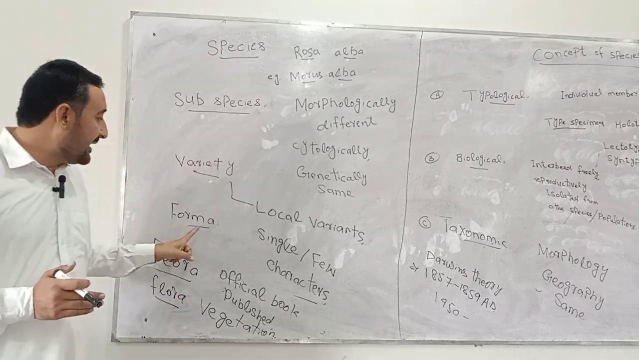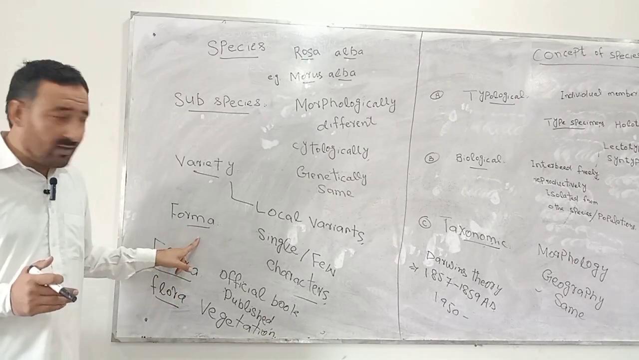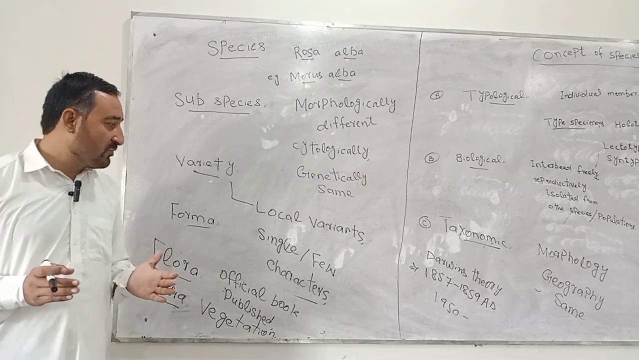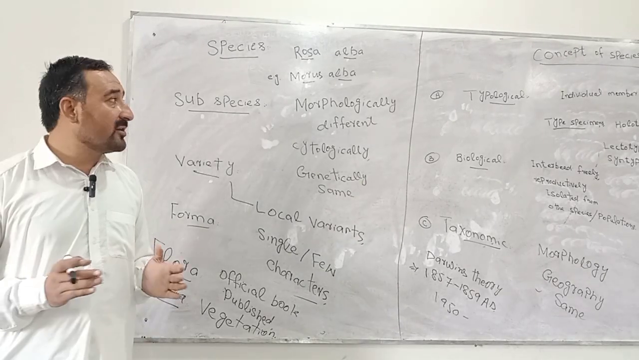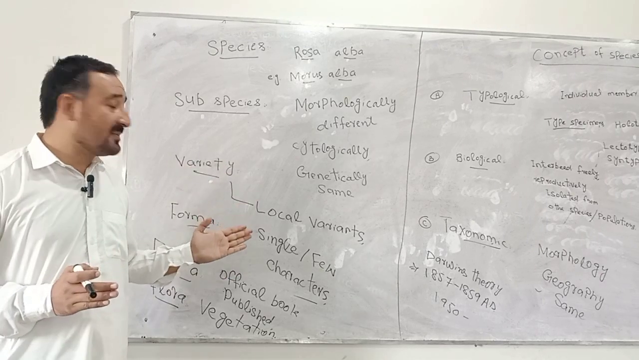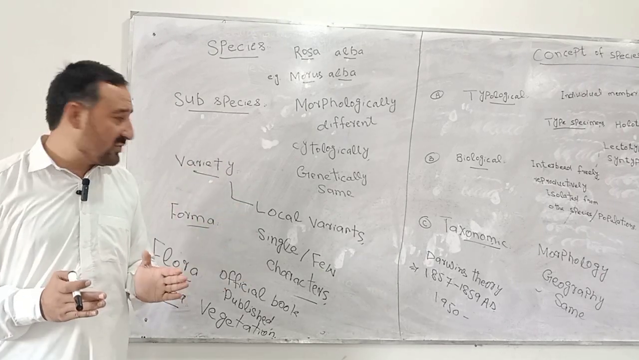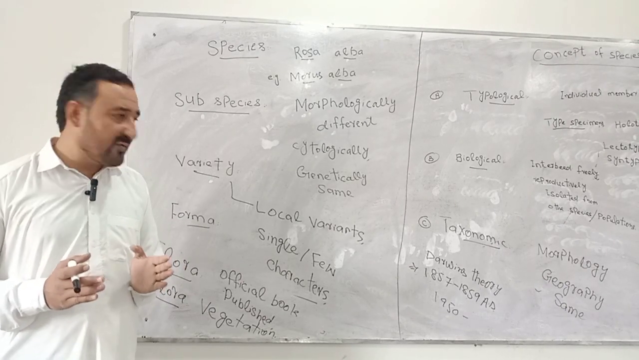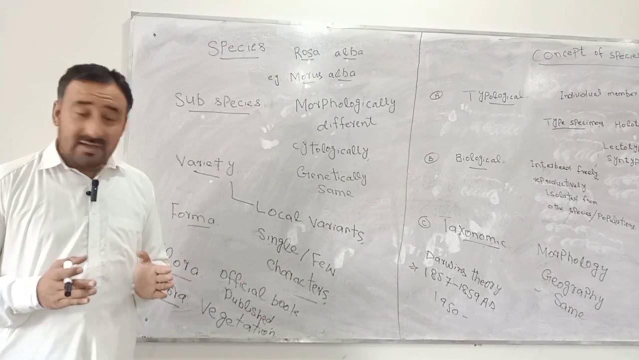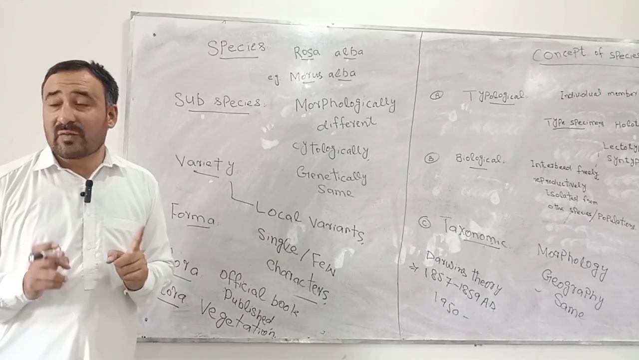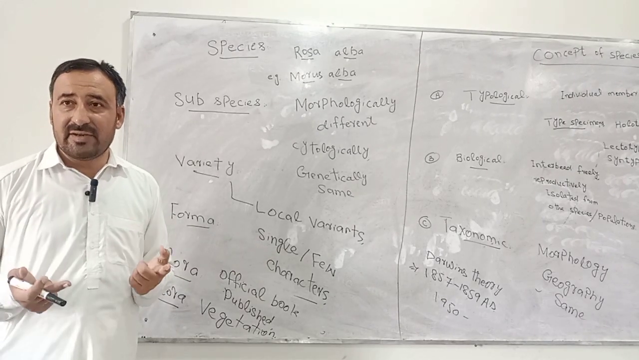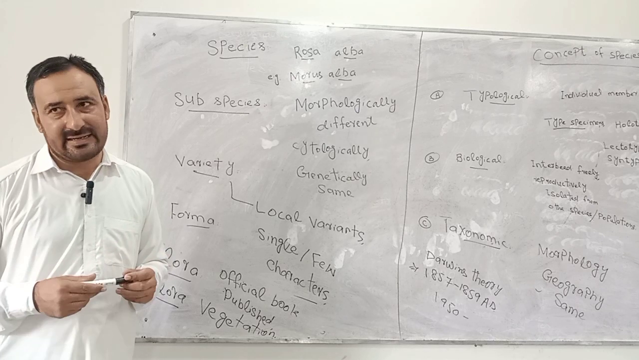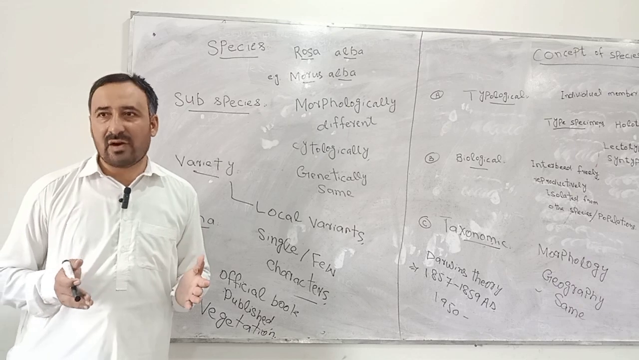Next one is the forma. Forma is also known as form, F-O-R-M. These also belong to the same species, same subspecies and same variety as well, but they have morphological differences from each other regarding a single or few characters. They are different from each other especially in one character, two or three characters. That is known as forma.